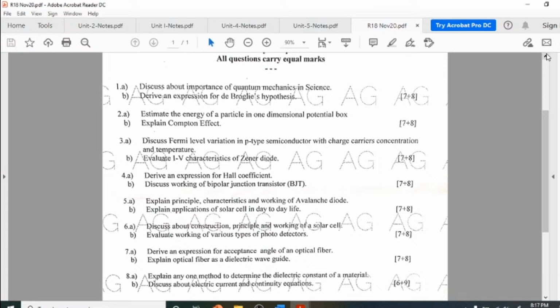Now one of the questions that have come is, what is the importance of quantum mechanics in science? These are generalized questions and this was given for 7 marks. How to answer such a question? Now understand, to answer such questions you need to have a brief knowledge about quantum mechanics.